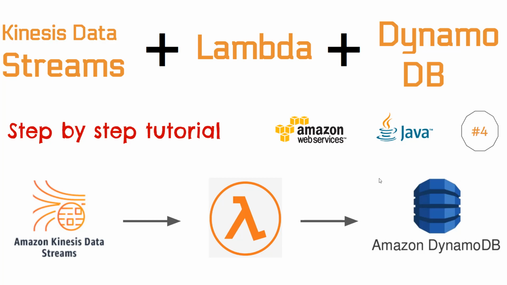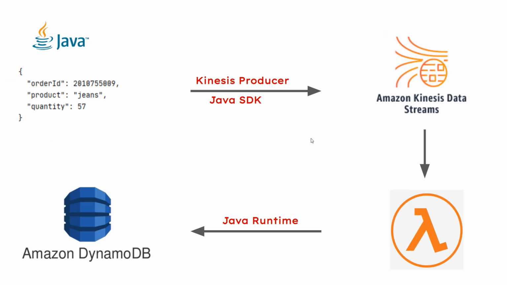In the last video, we covered Lambda integration with Kinesis. In this video, we will be storing data to DynamoDB from our AWS Lambda. Let me explain once in my next slide, then we will jump to the step-by-step tutorial.